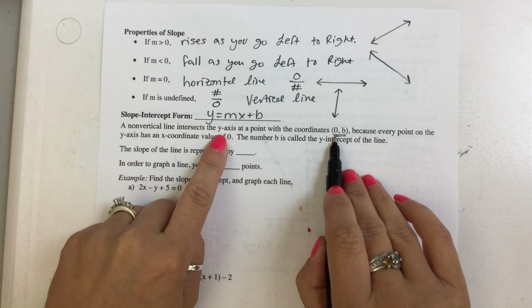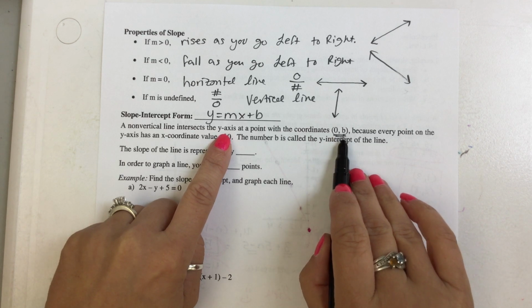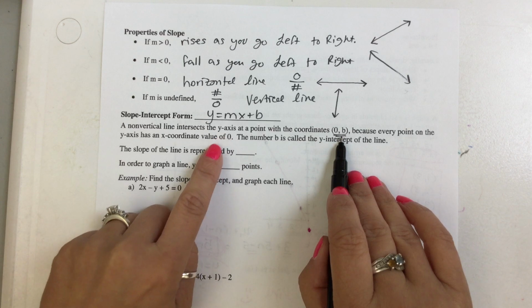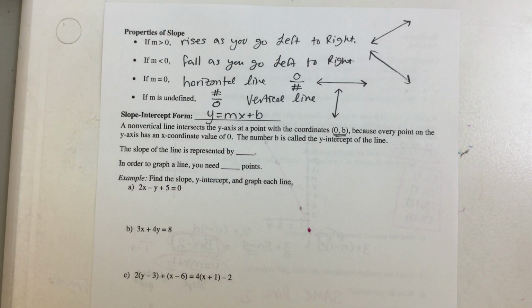You're not going to the right, you're not going to the left. That keeps you on the x-axis. B, if it's positive, you would travel upwards. If it's negative, you would travel downwards. And that's where your graph touches the y-axis. It is called your y-intercept.